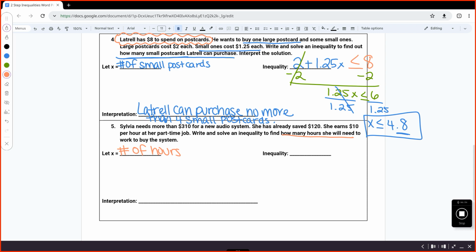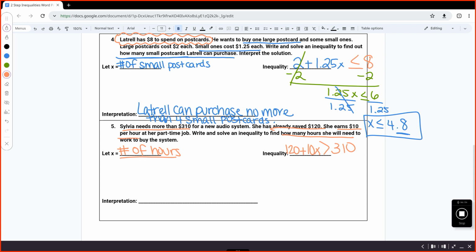All right, so she needs more than $310. So more than is greater than 310. She has already saved 120. So we're starting off our inequality with 120, right? Because that's already saved. And then she earns $10 per hour. So earns is plus $10 per hour. And hours, we already said over here, is x.